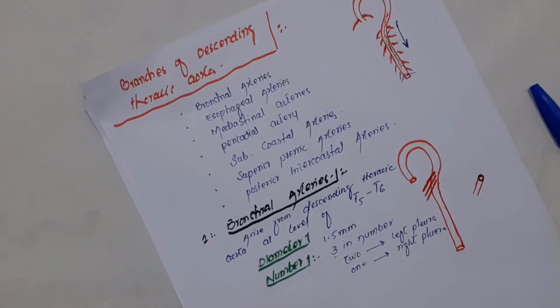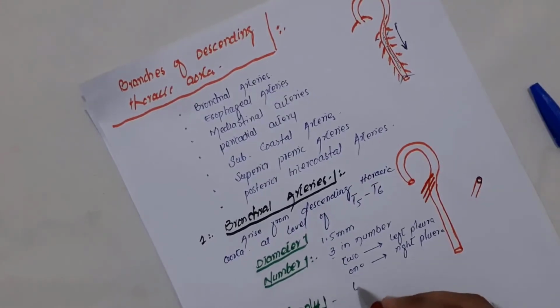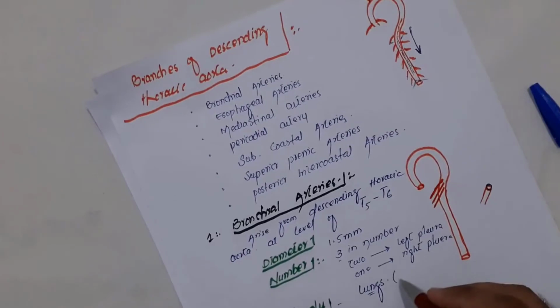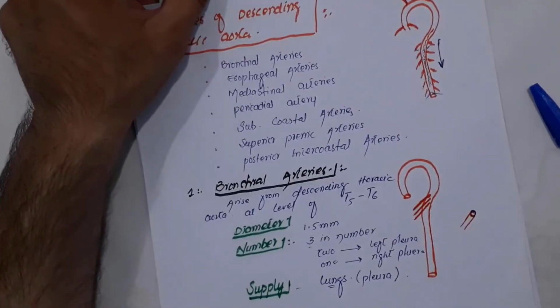Now, what do they supply? What do bronchial arteries supply? So they supply our lungs. We should know that these arteries are responsible to provide oxygenated blood to lungs or pleura. Okay, this was about the bronchial arteries.